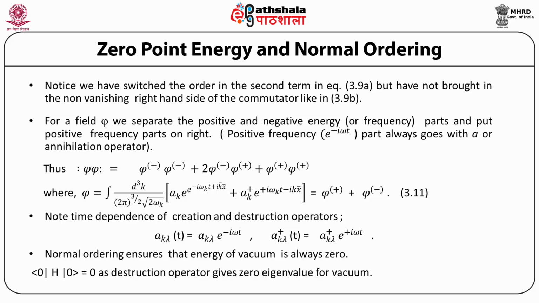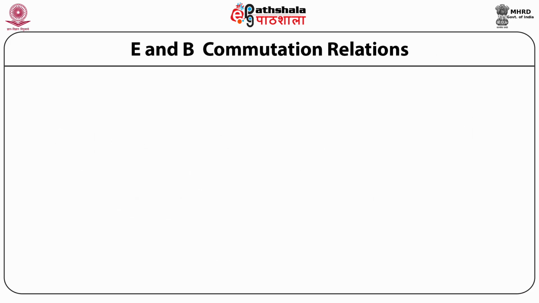Normal ordering ensures that the energy of the vacuum state is always 0. As the destruction operator gives 0 eigenvalue for the vacuum, the expectation value of H between the vacuum is equal to 0.